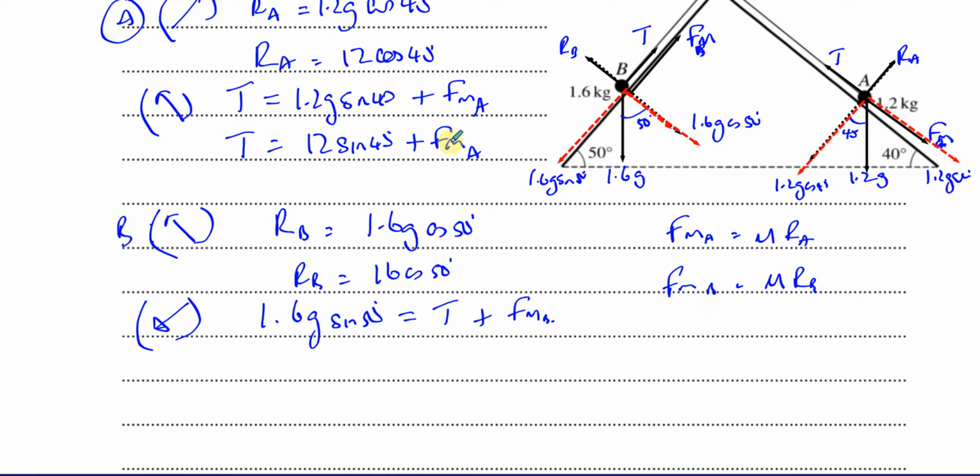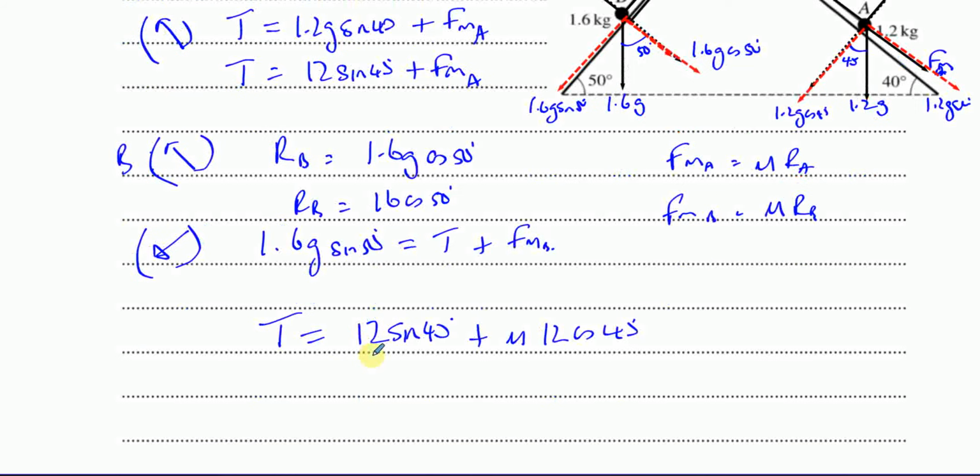So we can say T equals 12 sine 40 plus mu times RA, which is 12 cosine 40. That's F max, mu times RA, from this equation here. Then we have this equation here: 1.6g sine 50 equals T plus F max of B, which is mu times the reaction force at B, which is 16 cosine 50.